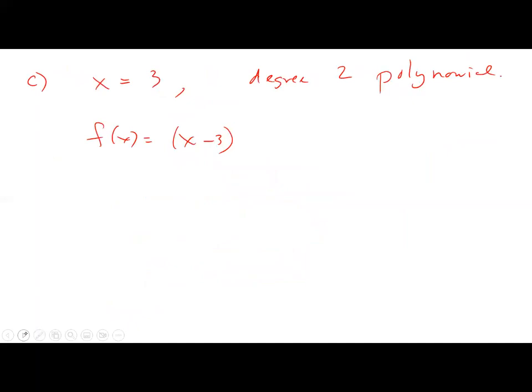This one would be a degree 1 polynomial, right? But I still want 2. So the only way to do it is if we add a second 0 just like that.